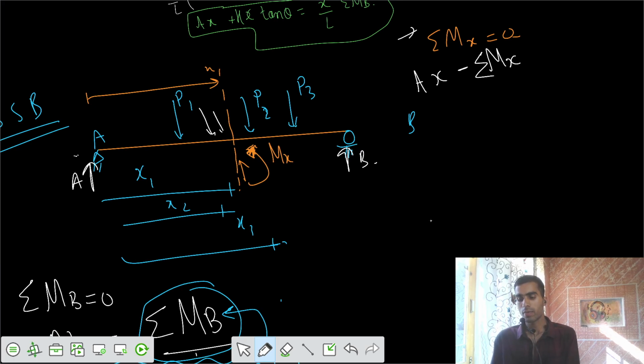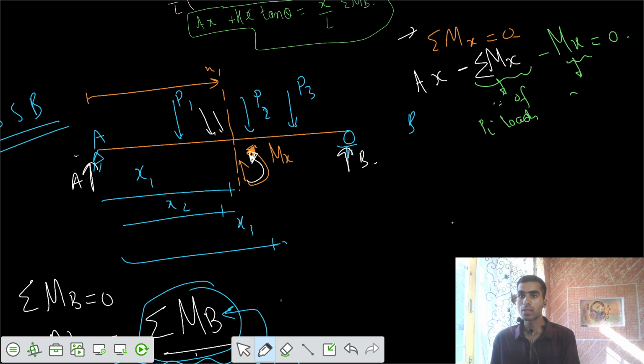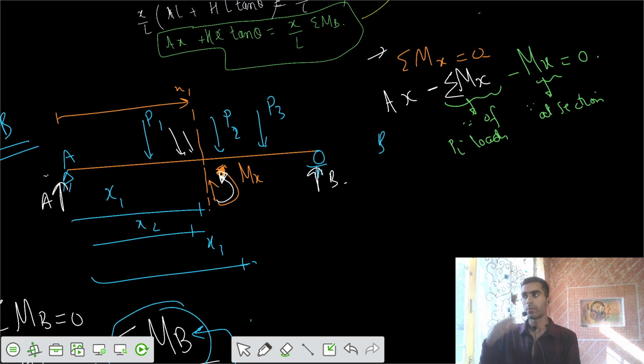I can call it summation of Mx, and there is some moment here also, that we can call minus Mx, equals 0. The difference between this one and this one is because of those Pi loads, and this is at the section. When you cut the section, this is the internal bending moment at that particular section. In the beam, if you cut at that section, some internal bending moment is developed. This is the difference here. Don't get confused.